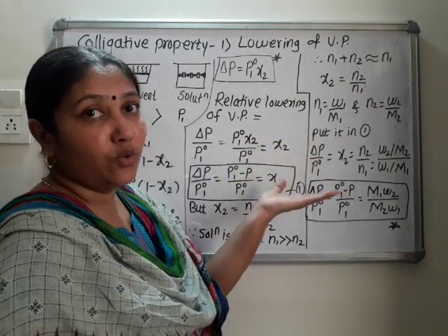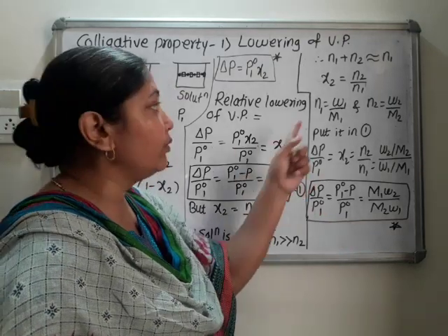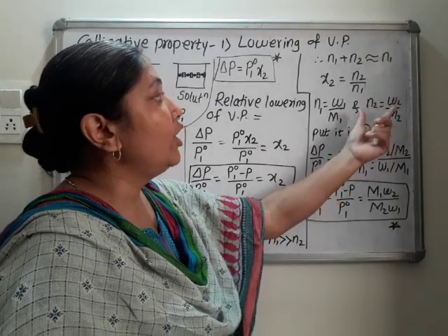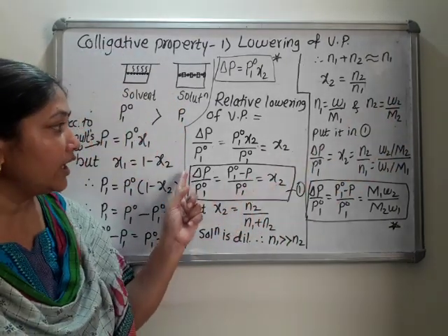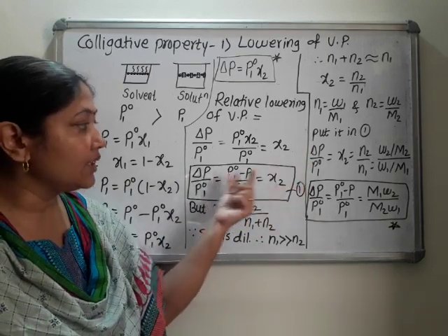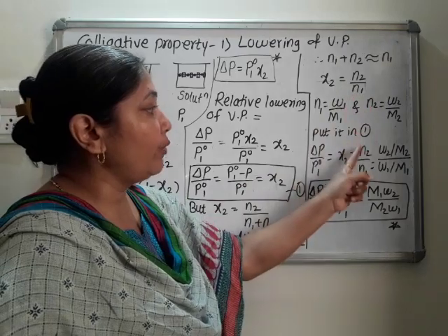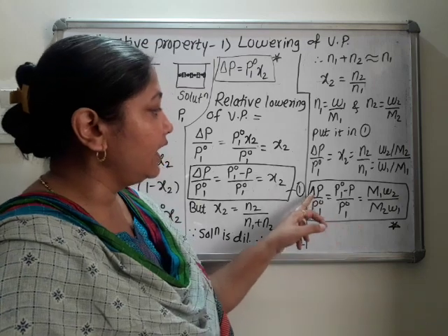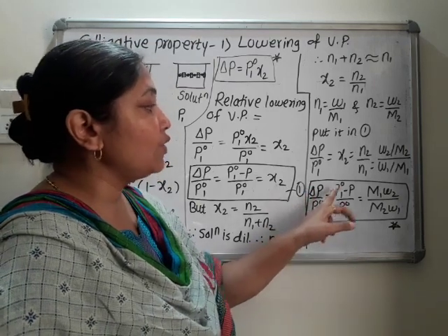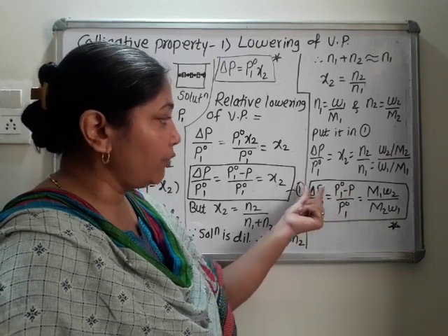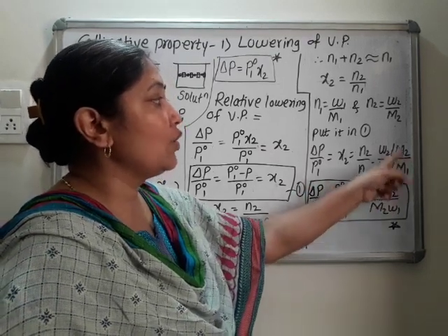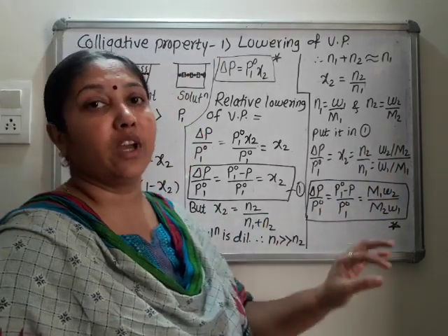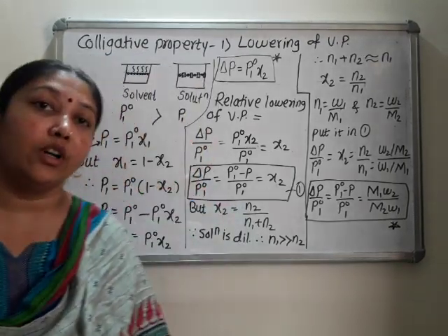But what is N1 and N2? Given weight upon molecular weight is equal to number of moles. So N1 is W1 upon M1, N2 is W2 upon M2. Put these values in equation 1. So delta P upon P01 is equal to X2, and X2 is N2 upon N1. Put values of N2 and N1, and after solving we get delta P upon P01, that is P01 minus P upon P01, is equal to, this goes up, M1 W2 upon M2 W1. So with the help of this we can find molar mass of a solute.